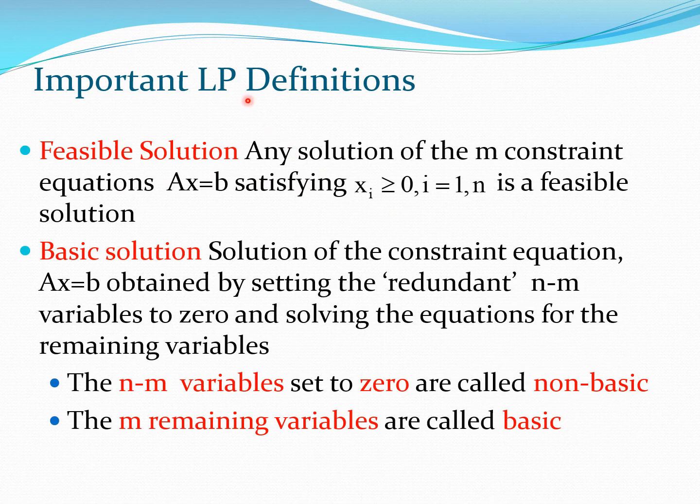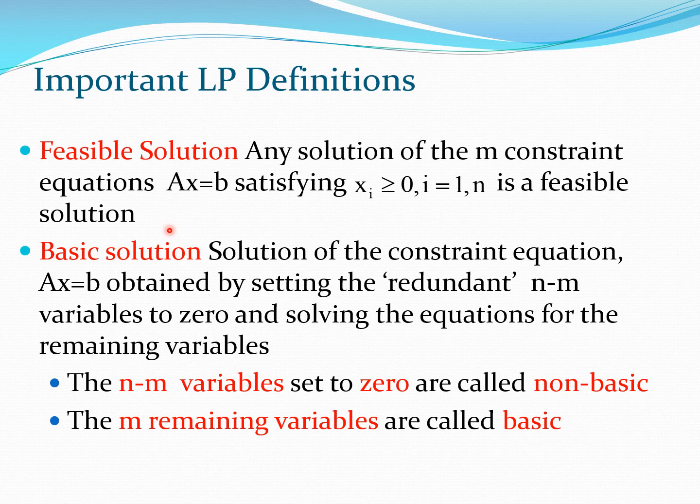Some more important LP definitions. Feasible solution. A feasible solution is a solution of the constraint equations Ax equal to b, and remember there are m of these equations, and also these solutions must satisfy the non-negativity constraint. So these are all the feasible solutions for the problem.